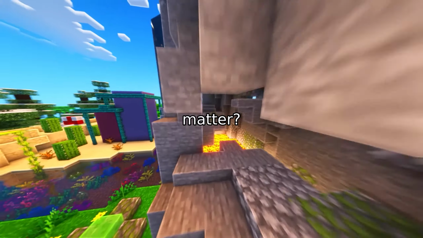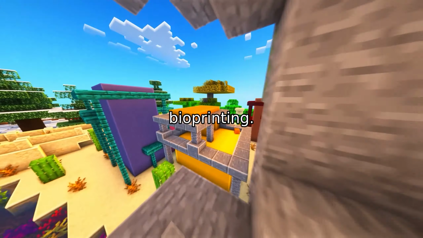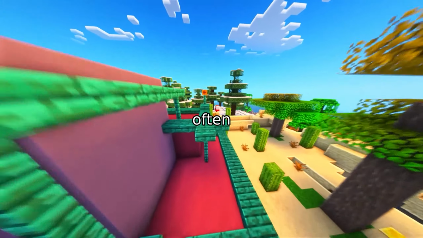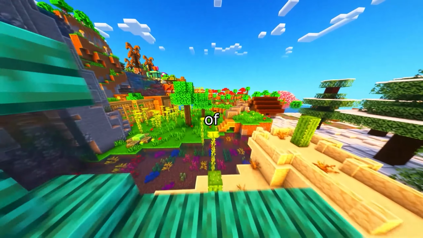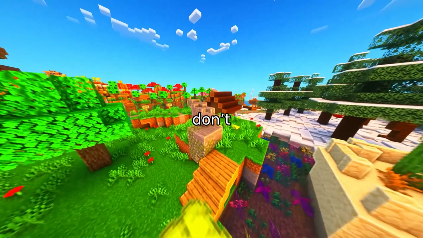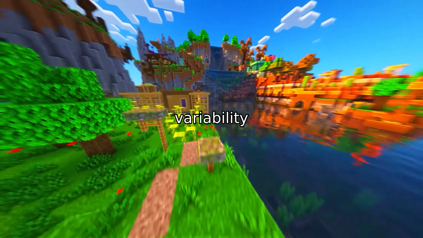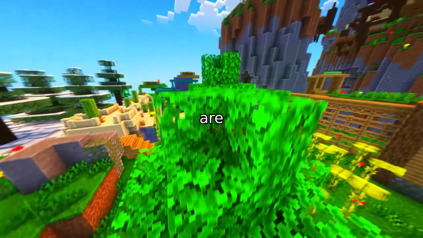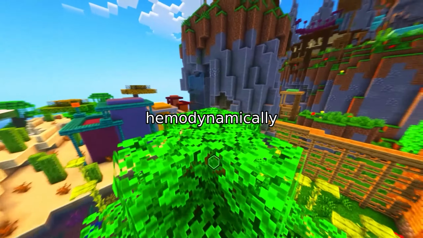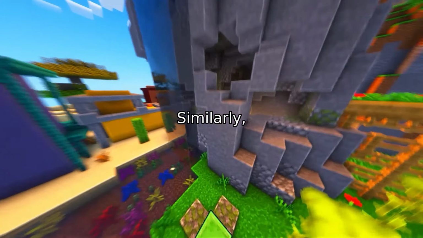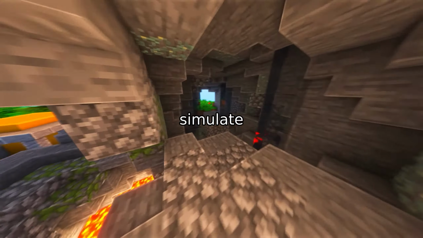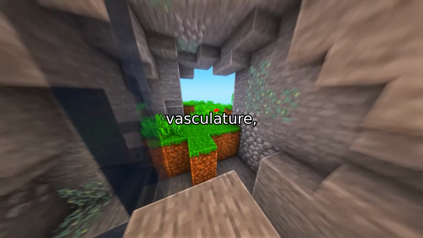But why does this matter? Consider the implications for bioprinting. Traditional vascular models often fail to replicate the mechanical properties of real vessels, leading to implants that don't function as intended. HUG-VAS's emphasis on surface morphology and variability ensures that bioprinted vessels are not just structurally sound, but also hemodynamically accurate. Similarly, in surgical planning, these models can simulate how a stent will interact with a patient's unique vasculature, reducing the risk of complications.